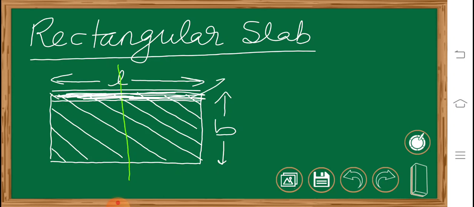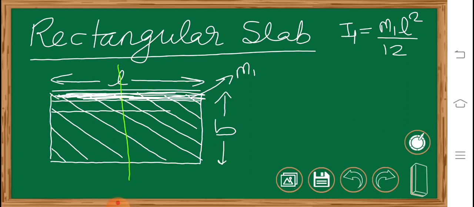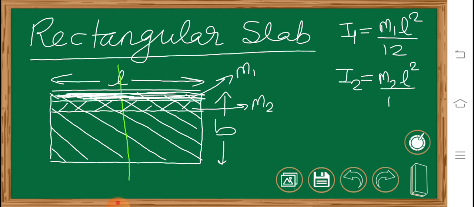So if the mass of this rod is m1, then we can get I1 is equal to m1 L square upon 12. Now we consider the second rod. We have cut the second rod. Suppose the mass is m2, so I2 will be m2 L square upon 12.